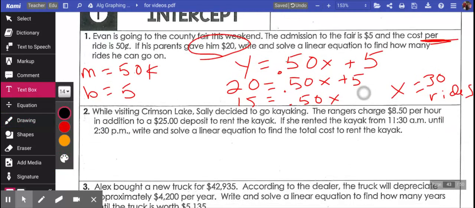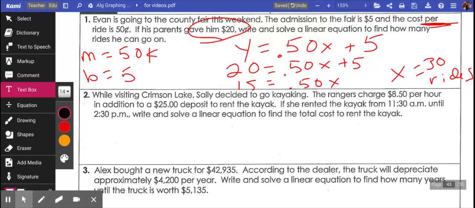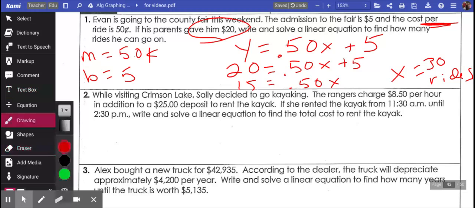Okay, so let's try another one. And if you want to stop and pause and do it yourself, that would be great. So we have, while visiting Crimson Lake, Sally decided to go kayaking. The rangers charge $8.50 per hour. So that would be your slope. I'm just going to put an M there. In addition to a $25 deposit. So that's going to be your y-intercept. If she rented it from 11:30 until 2:30, write and solve an equation.